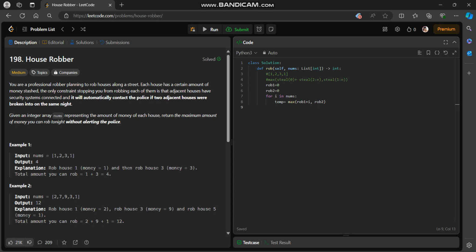So after getting the maximum value, we need to update our rob 1 and rob 2. Now the rob 1 will become rob 2, and the rob 2 will become temp. So in this way, we are just maintaining two robs. The rob 2 is nothing but this case, and the rob 1 is this case. So at last we will have rob 1 and rob 2, and we need to return the max of both.